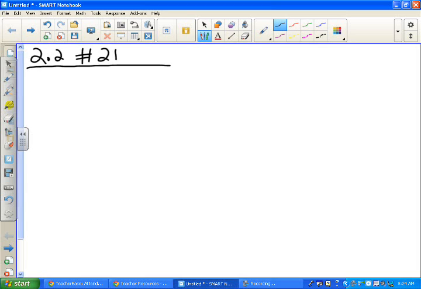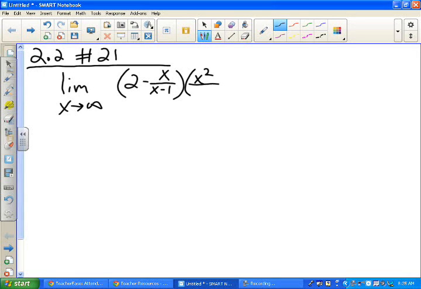2.2, we're going to take limits as they approach positive and negative infinity. For problem number 21, we are asked to take the limit of a function as x approaches infinity, and the function is (2 minus x over x minus 1) times the quantity x squared over (5 minus x), or x squared.